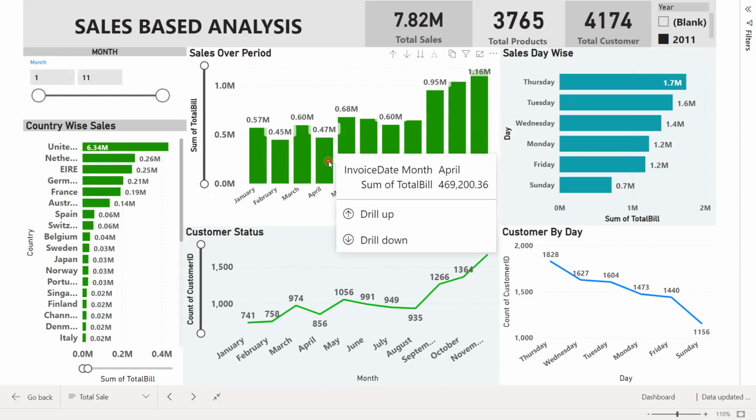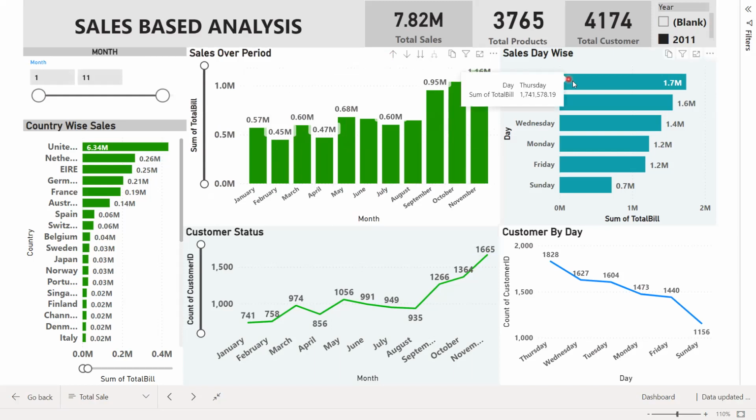Even if you see the pattern of transactions or billing, day-wise it has also increased, and most of the transactions happened only on weekdays. We saw very low transactions happening on Sunday.